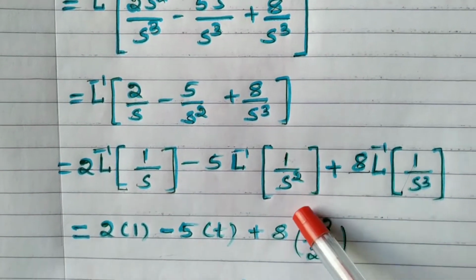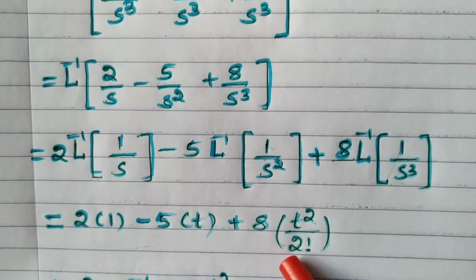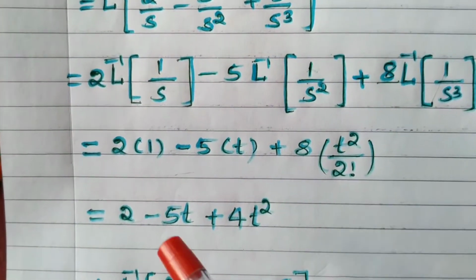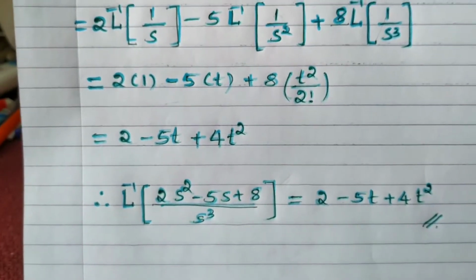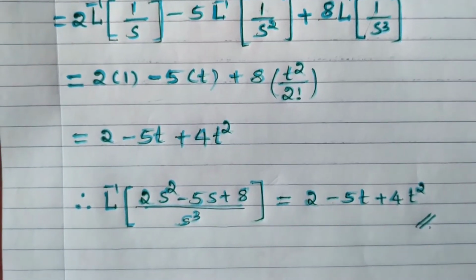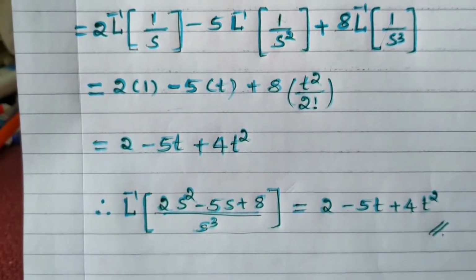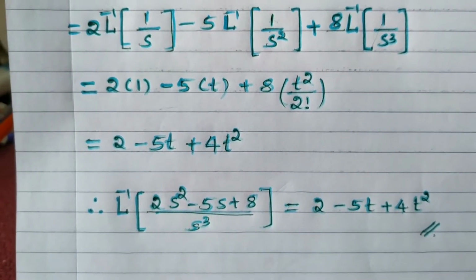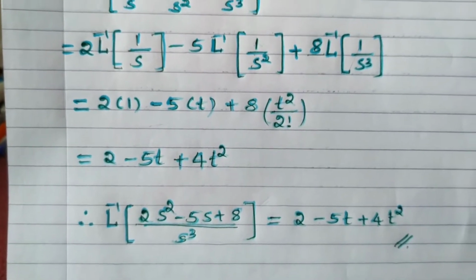What is L inverse of 1 by s square? T. Then L inverse of 1 by s cube is t square by 2 factorial. Simplification gives the answer 2 minus 5t plus 4t square. So the answer for the L inverse of 2s square minus 5s plus 8 divided by s cube is 2 minus 5t plus 4t square.